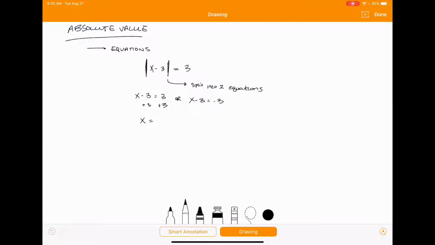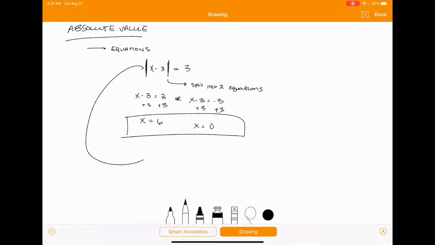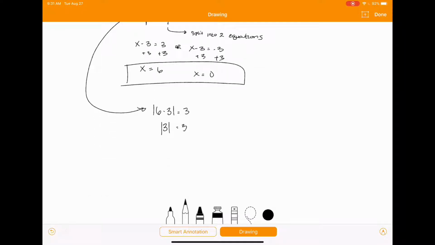So x equals 6, plus 3, plus 3, x equals 0. All right, and that would be your solution to that equation. Now, as you can see, that works because if you come back down and you plug in your solution, so if we plug in x equals 6, you get the absolute value of 6 minus 3 equals 3. 6 minus 3 is 3. You take the absolute value of that, and you get 3 equals 3, so that works out.